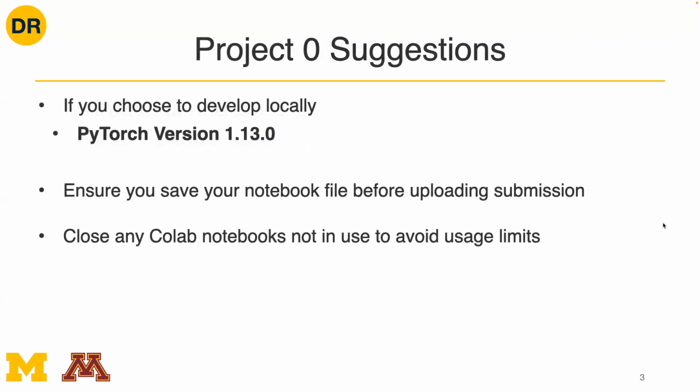One thing to note that's very important for Project Zero: there's a small typo in the notebook where it says that we're using PyTorch version 1.10.0. That's a typo. We're actually using 1.13.0, which is the same as what's on Colab. So if you're using Colab, there's nothing to worry about here.